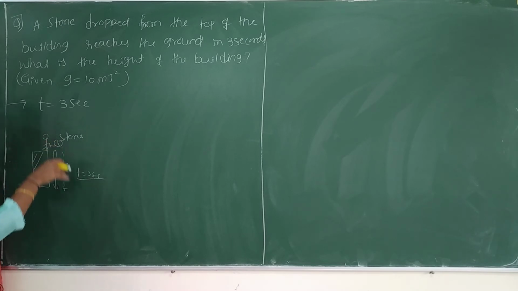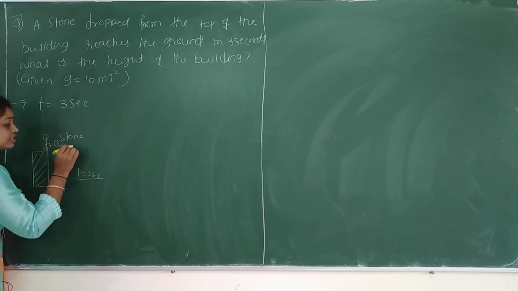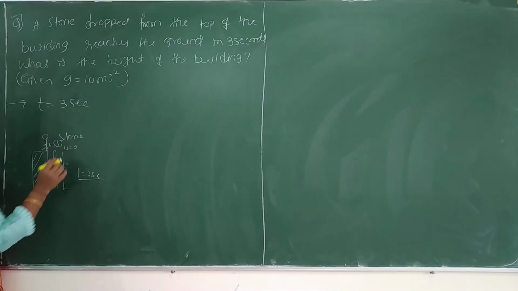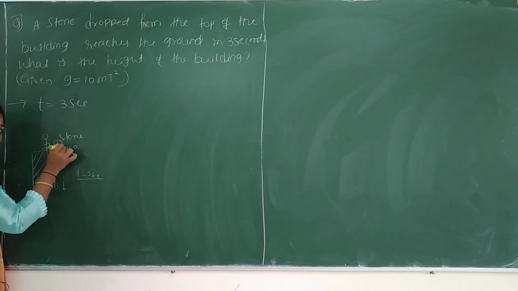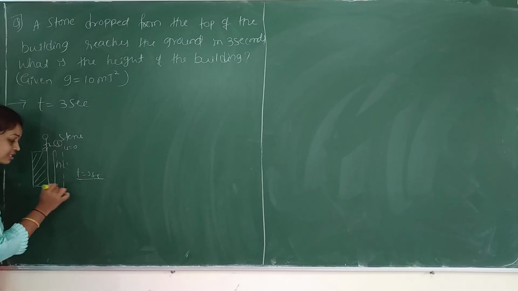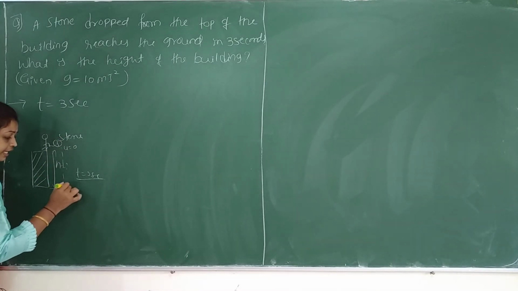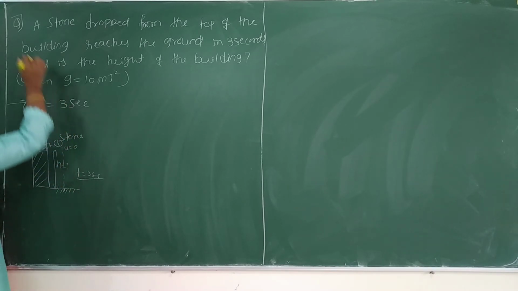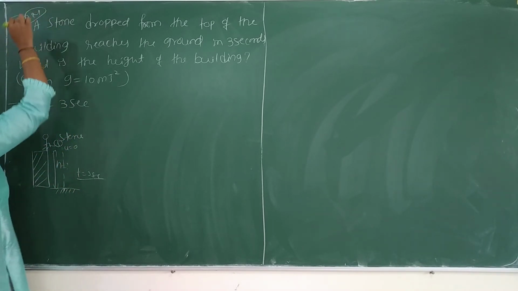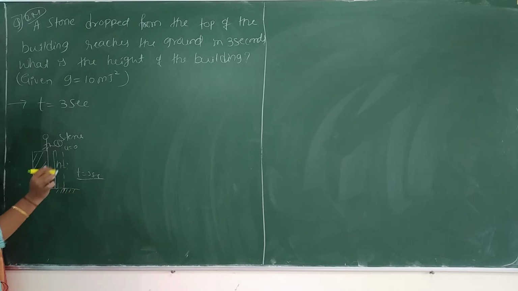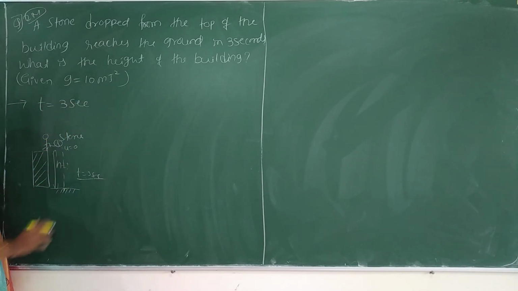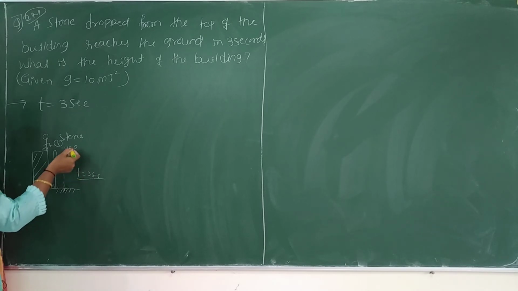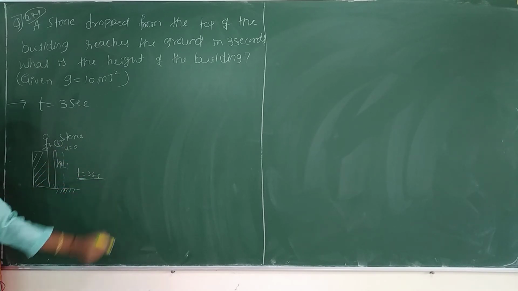If they are dropping the stone, it means initial velocity is 0. Yes or no? So initial velocity is 0. Then if you drop the stone, it will reach the ground at what velocity? You have to calculate. But it is a 2 marks question, so no need to calculate the final velocity. They are just asking the height of the building. Initial velocity is 0, and the height you have to calculate to reach from here to here. It will take 3 seconds.